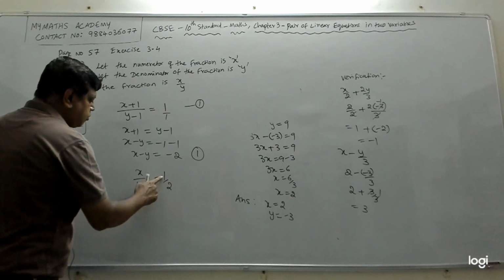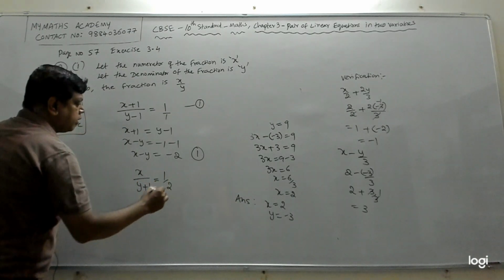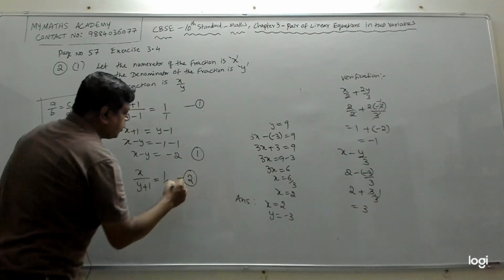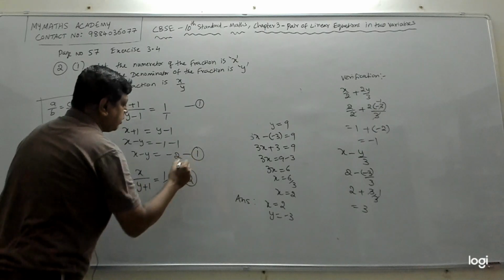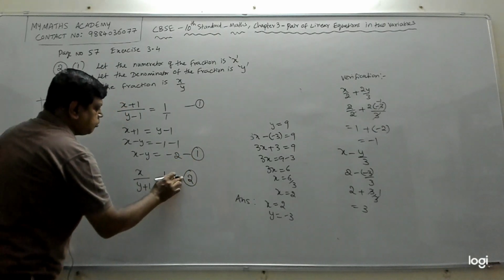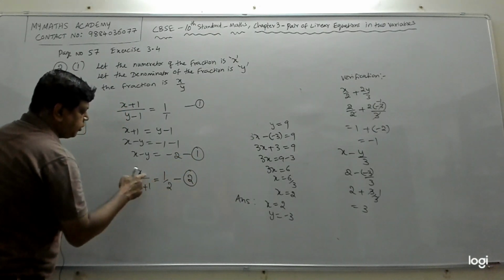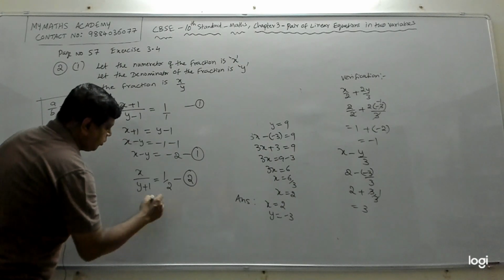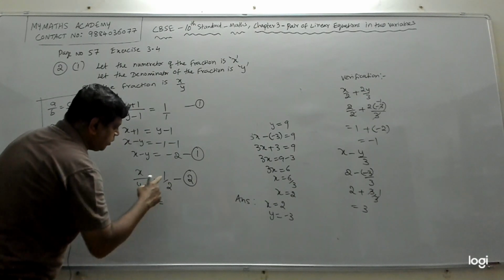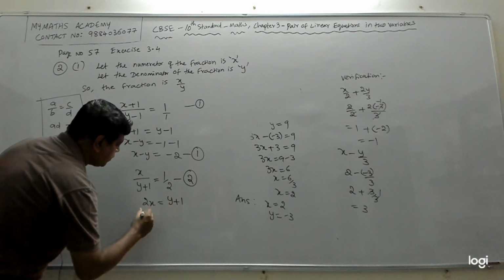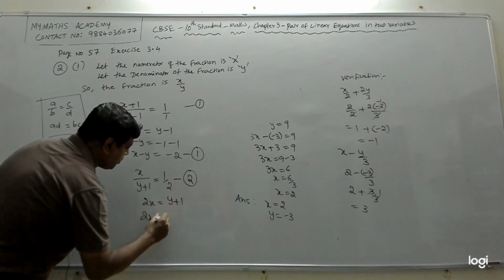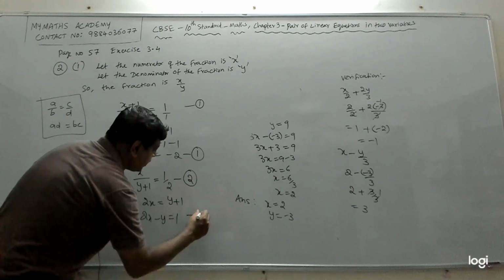Now again we have to rearrange this equation 2. This is equation 1, and this is equation 2. So 2 into x is 2x, equal to y plus 1 into 1, which is y plus 1. Now bring the variables to one side. So 2x, and this y comes here and becomes minus y, equal to 1. So this is your second equation.